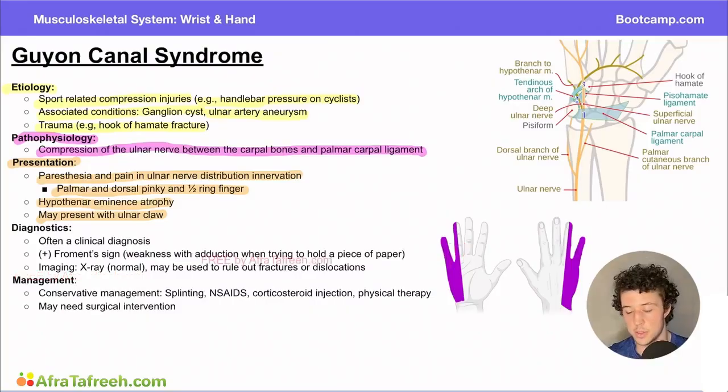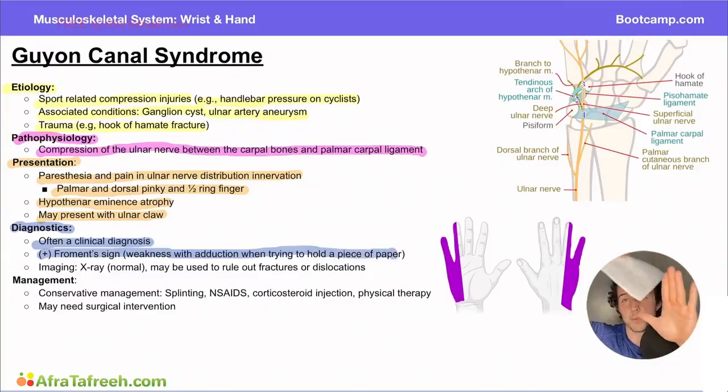All right, moving on to diagnostics. So this will usually be a clinical diagnosis based off the presentation we've talked about above, but a specific test that may be used is the Froment sign, which will show weakness with adduction when trying to hold a piece of paper. So let me try to demonstrate what this might look like. So you'll take a piece of paper and you'll put it between the patient's thumb and index finger and ask them to hold it there while you resist and pull.